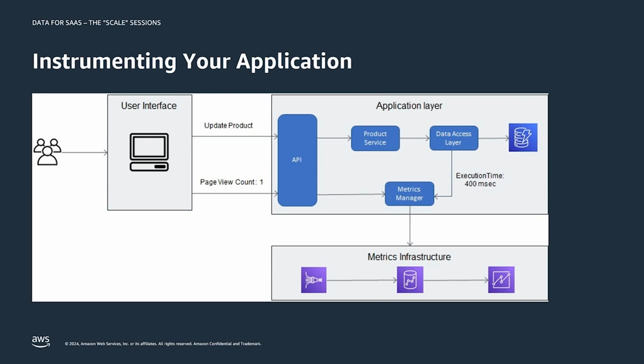So in essence, we're storing two entries: the fact that the update products was called and the fact that the call took 400 milliseconds to return. And that goes through the metrics manager into the metrics infrastructure and is then captured for downstream history and analysis.